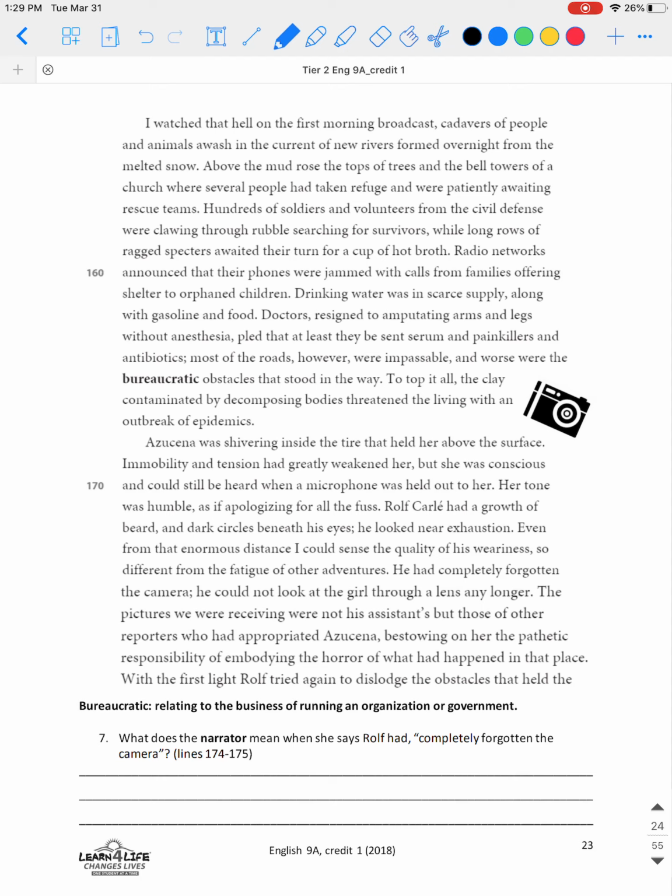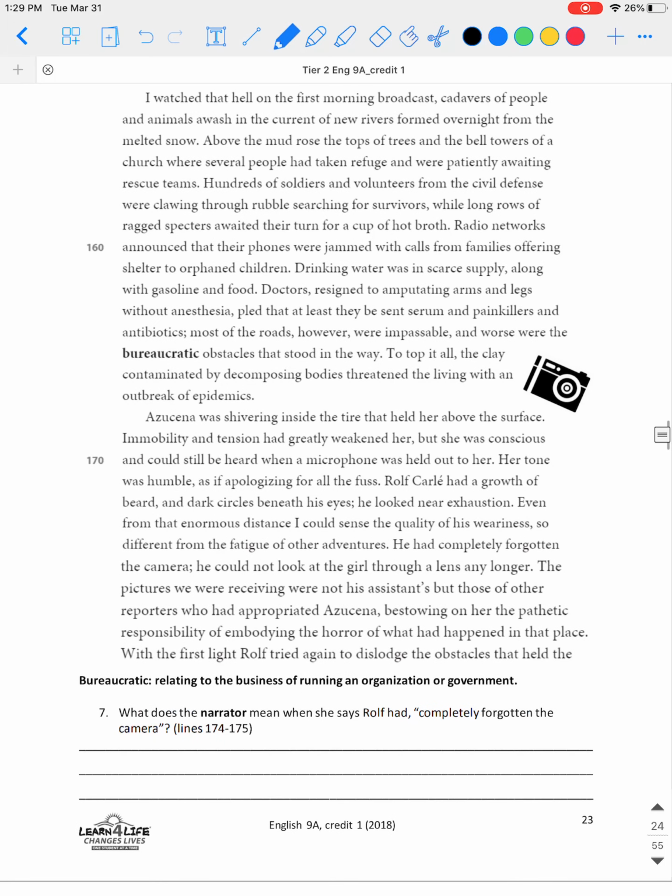Doctors resigned to amputating arms and legs without anesthesia pled that at least they be sent serum and painkillers and antibiotics. Most of the roads, however, were impassable, and worse were the bureaucratic obstacles that stood in the way. To top it all, the clay contaminated by decomposing bodies threatened the living with an outbreak of epidemics. Azucena was shivering inside the tire that held her above the surface. Immobility and tension had greatly weakened her, but she was conscious and could still be heard when a microphone was held out to her. Her tone was humble, as if apologizing for all the fuss.